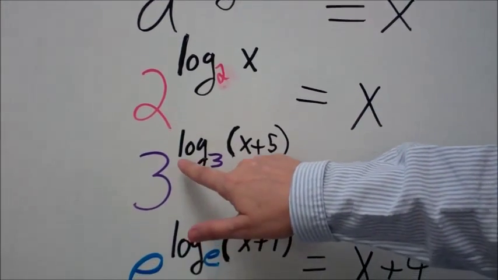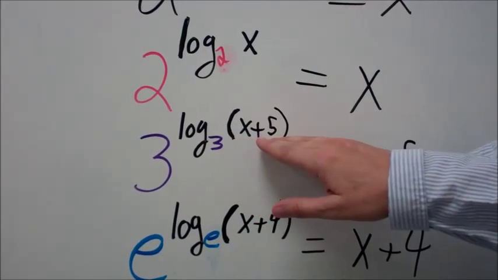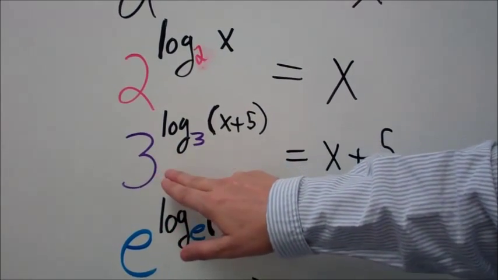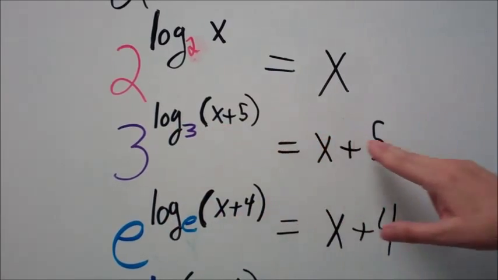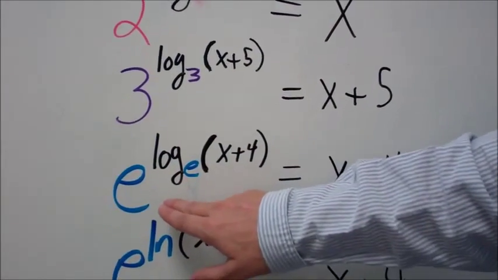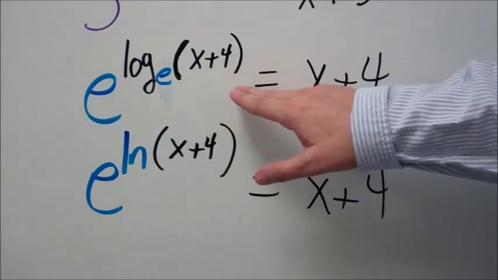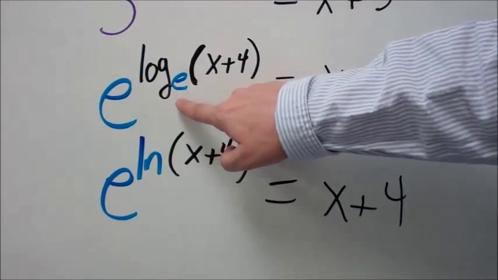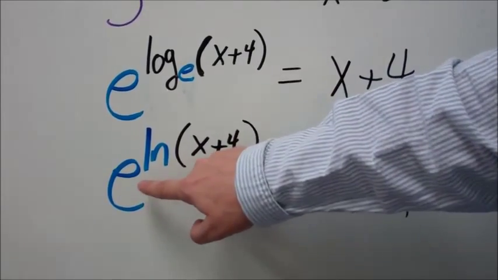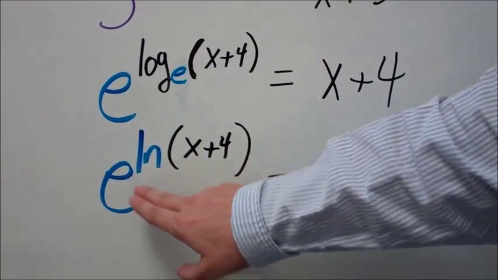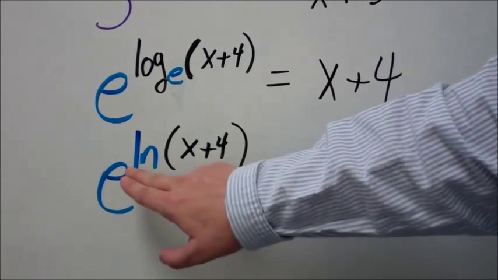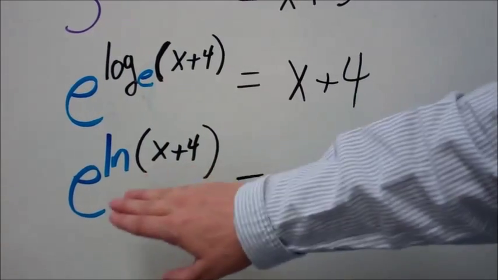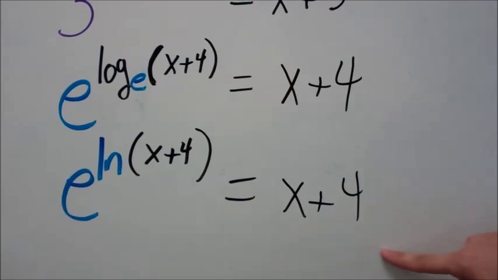3 raised to the log base 3 of, in this case, the expression x plus 5, the exponential function eliminates the log function, and we get the argument of the log. Down here I've written e to the log base e of x plus 4 equals x plus 4. But remember, we usually don't write log base e. What do we write? ln. The natural logarithm function is log base e. So this becomes the natural exponential function to the natural logarithmic function of x plus 4. These eliminate, and we obtain the argument x plus 4.